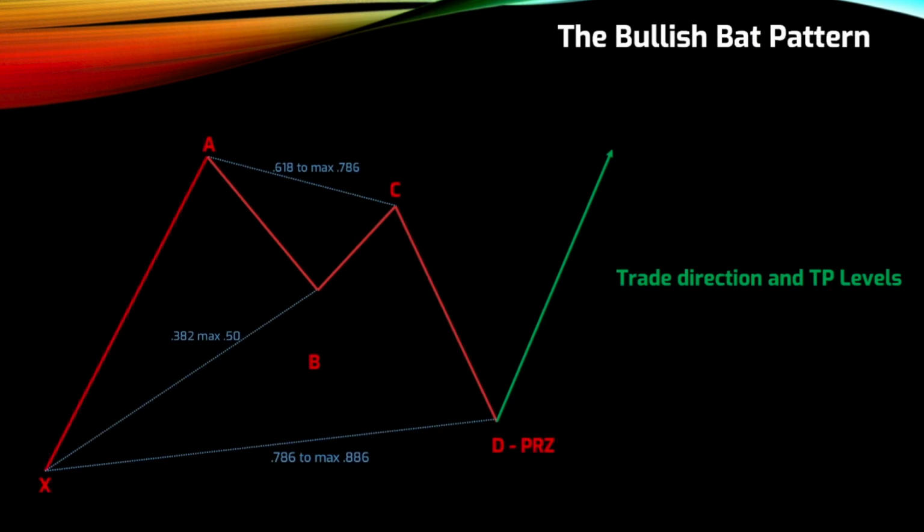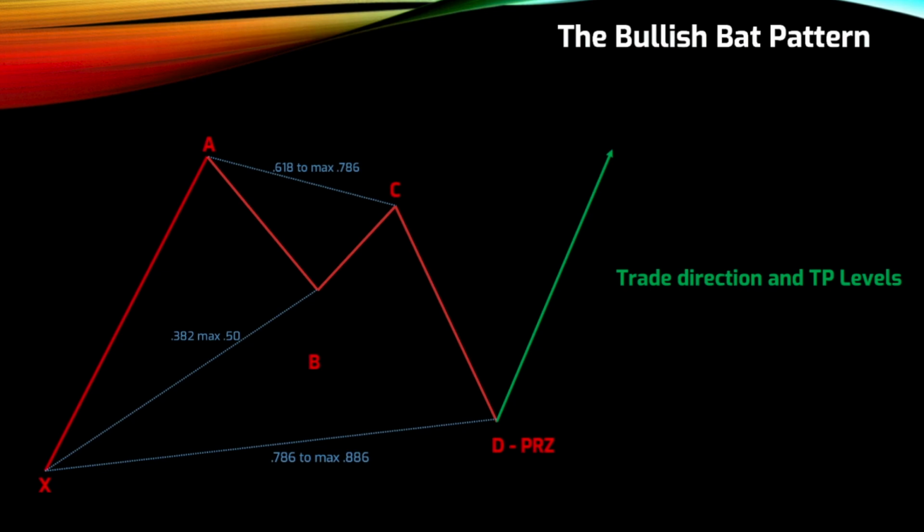So the first one we're going to look at then is the bullish bat pattern. So we always trade the direction from the X to A leg, and that's the same rule as any pattern. So on this, we're in a bullish move. So X to A, that's the impulse leg. A to B is a retracement of that leg, which must breach the 382, but can't go past a 50.